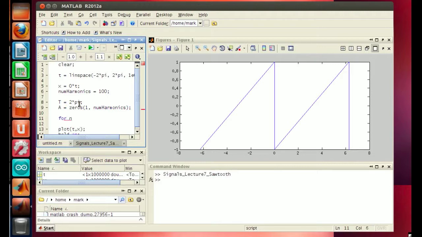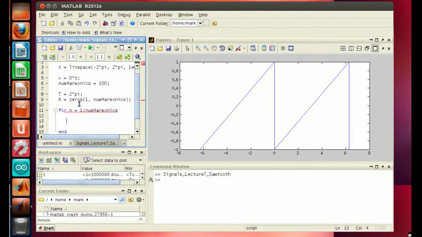What does CLC do? CLC clears your command history. Okay. So if I type CLC here, it got rid of all my history.